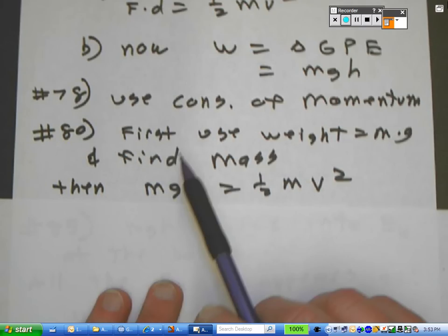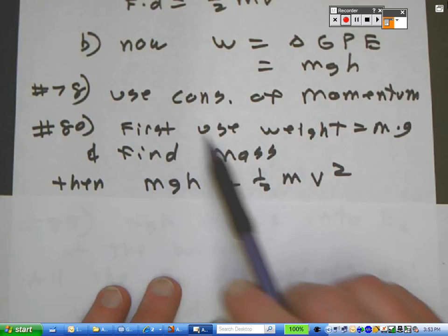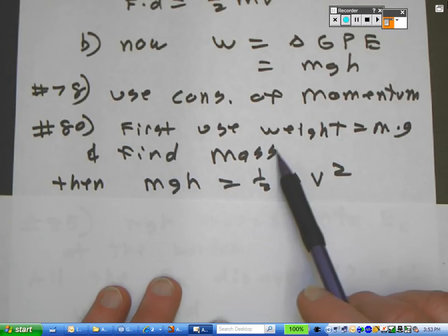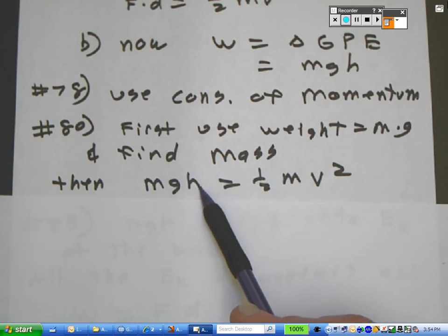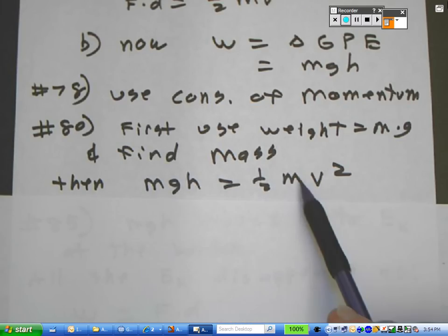In number 8, suggestions. Start by using the weight equals mg formula to find the mass. Then what you have to realize is that the potential energy that you have at the top all turns to kinetic energy at the bottom, and there's only one unknown.